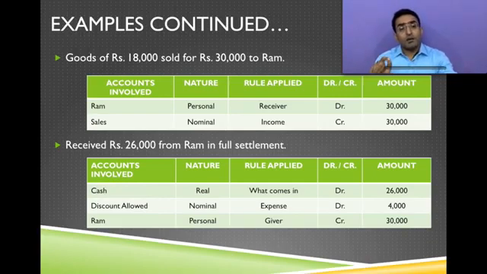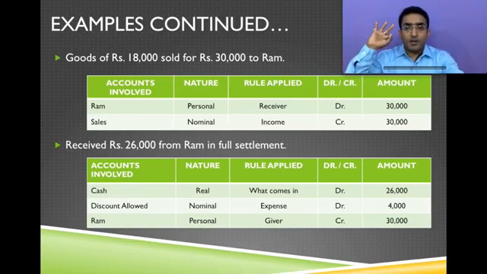Then, if we are receiving from the same person, 30,000 rupees was supposed to be received. How much did we receive? 26,000. 4,000 rupees discount. What happened? There are three accounts involved: cash, discount, and Ram. Cash is a real account, discount is a nominal account and an expense.